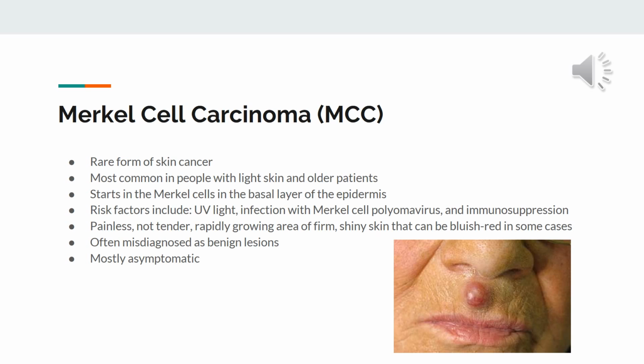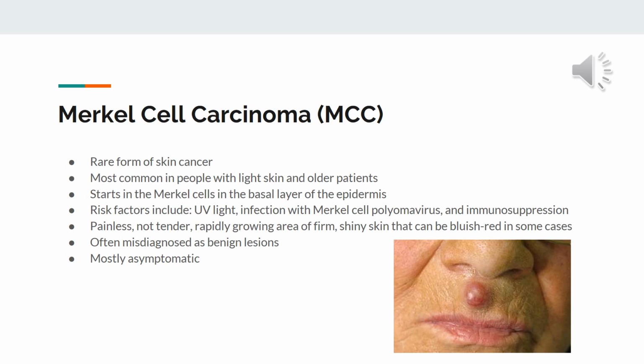The carcinoma starts in the Merkel cells in the basal layer of the epidermis, and risk factors for Merkel cell carcinoma include UV light exposure, infection with Merkel cell polyomavirus, and immunosuppression. Now, the polyomavirus is a dsDNA virus with no envelope, and since UV light is a risk factor, you usually see most of these Merkel cell carcinomas on the head and neck area.